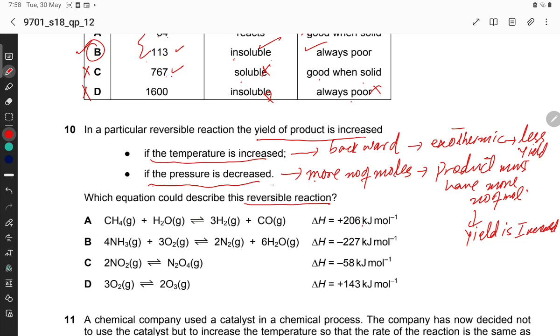By decreasing pressure, there must be more moles on the product side. Now 1 mole of methane reacts with 1 mole of water to form 3 moles of hydrogen. Over here 2 moles, on this side 4 moles. So by increasing pressure, the reaction will favor the forward side, and more yield is produced.